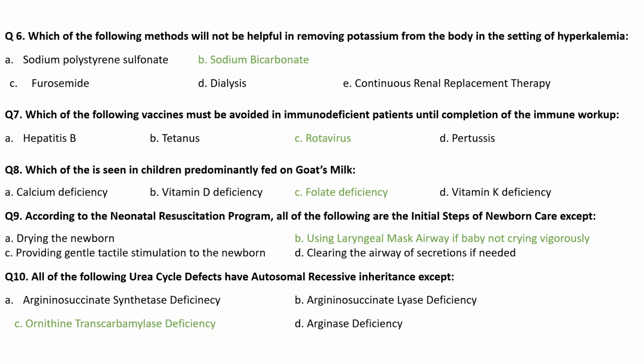Okay. Then question 10. All of the following urea cycle defects have autosomal recessive inheritance except. So OTC deficiency, ornithine transcarbamylase deficiency, is the X-linked deficiency. All the others are autosomal recessive defects.